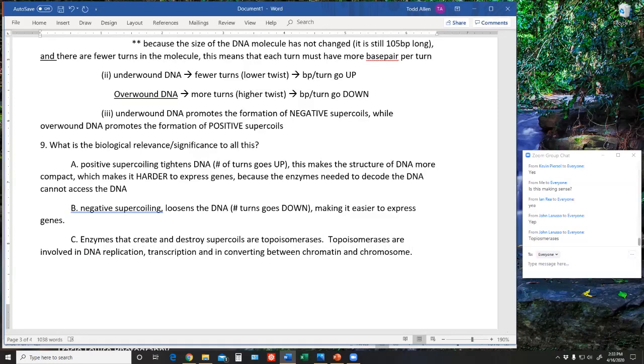Topoisomerases are involved in DNA replication, transcription, and in converting between chromatin and chromosome states for the genetic material.